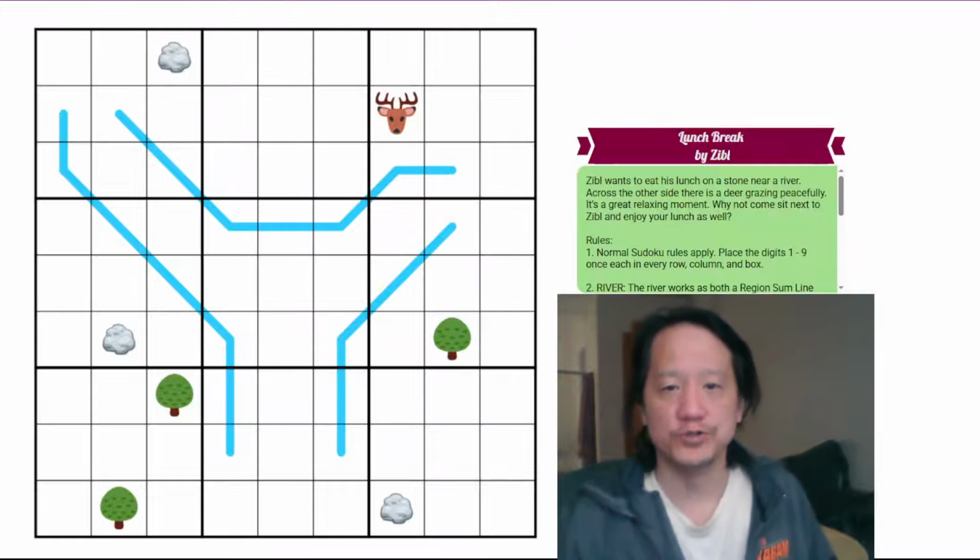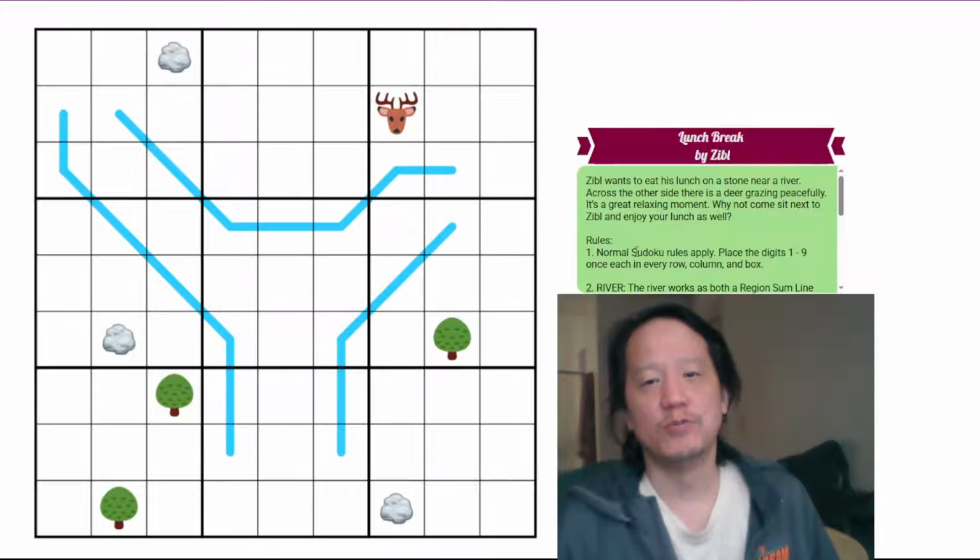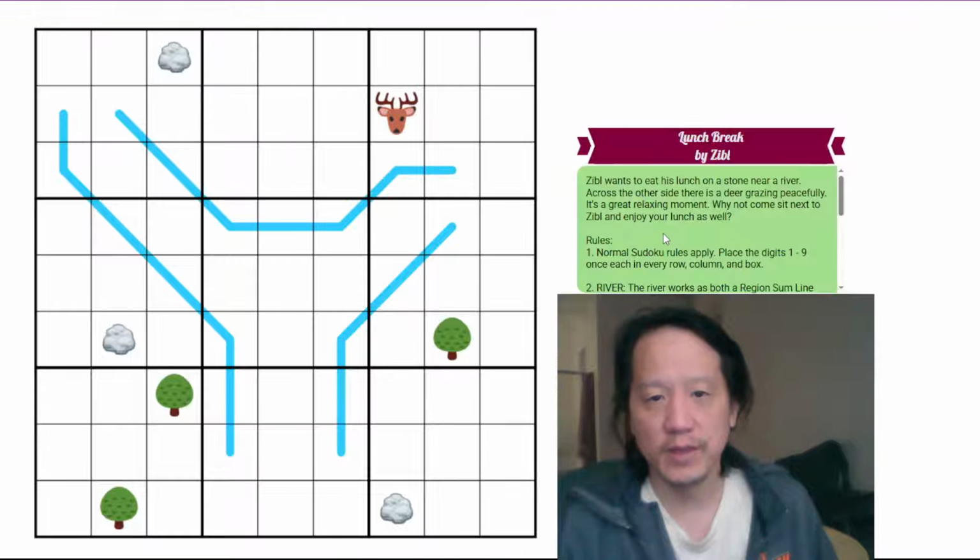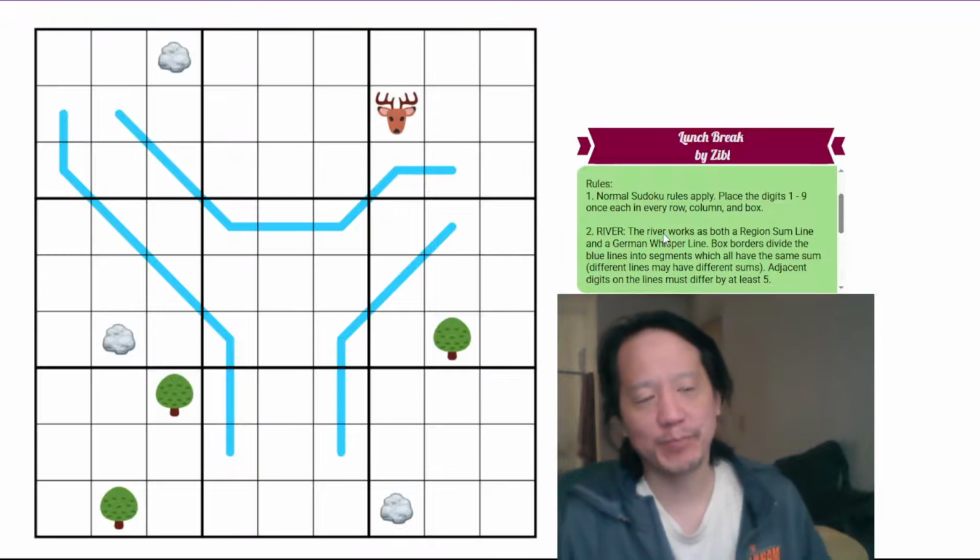And here are the rules. Siebel wants to eat his lunch on a stone near a river. Across the other side, there is a deer grazing peacefully. It's a great relaxing moment. Why not come sit next to Siebel and enjoy your lunch as well? Okay.